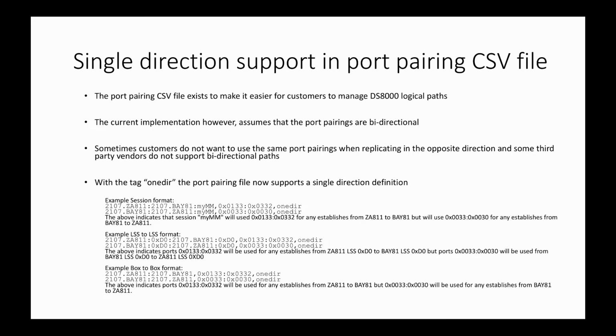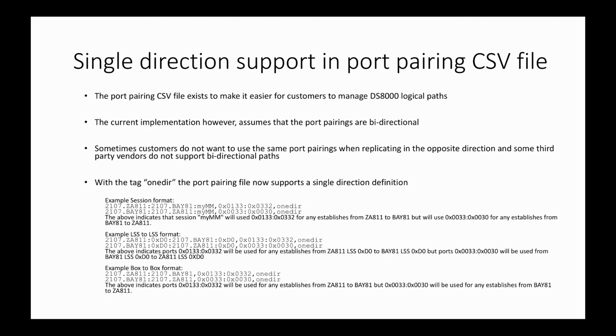Well, one of the things is the current implementation prior to 6.1.4 assumed that all port pairings were bidirectional. So if you had box A and box B defined on one line, there was no reason to set up a B to A on another line. It just assumed that either way it would use the same port pairings. We found that there are some customers that don't want to use the same port pairings when they're going in the reverse direction. So if they've changed sites and then start replicating back, they may have a different set of ports they want to use, maybe bandwidth restrictions or limitations.